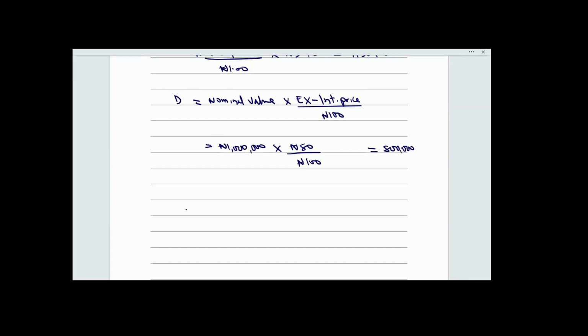So I need the total market value. Total market value, value of equity plus value of debt. All right. So this should be equal to 8,300,000.